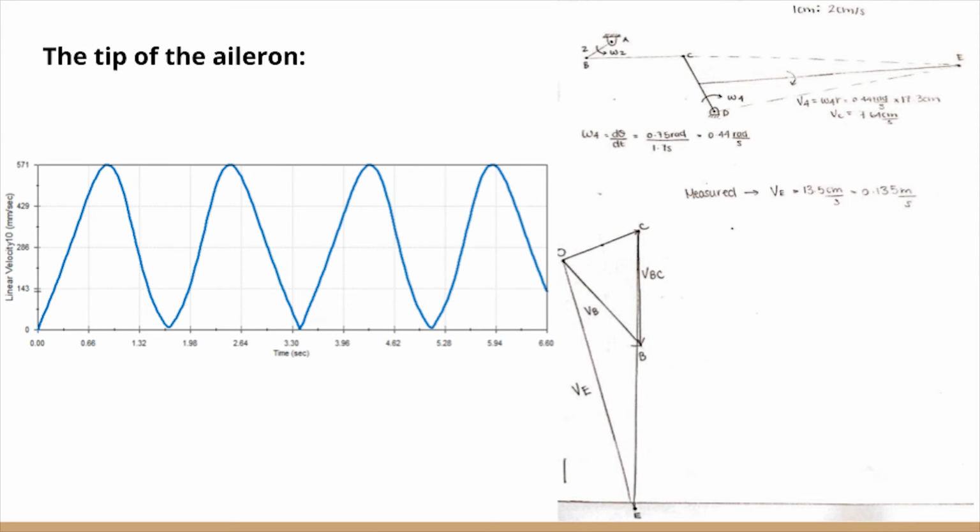In this slide, the tip of the aileron was analyzed. Similar to the crank, the aileron operates in a sinusoidal fashion with slight deviation due to its oblong shape. The graph on the left demonstrates this. On the right, we have the velocity diagram of the system, including the tip of the aileron this time. We found that when the linear velocity of the crank was 11 centimeters a second, the linear velocity of the aileron tip was approximately 13.5 centimeters per second.